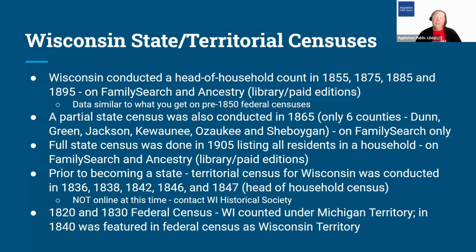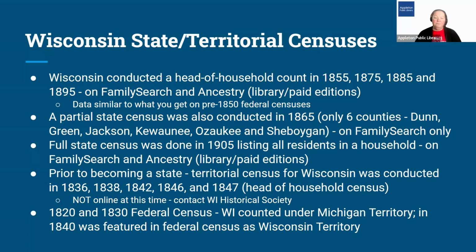Prior to becoming a state, Wisconsin also did some territorial censuses. So the state became a state in 1848. Before that, they did some territorial censuses in 1836, 1838, 1842, 1846, and 1847, basically kind of trying to prove, hey, we've got enough people to become a state. These are not online at all at this time. They're only available, I believe, at the Wisconsin Historical Society that I'm aware of in Madison. So again, if you have an ancestor who lived here before we became a state, that's definitely something you'd want to check out.